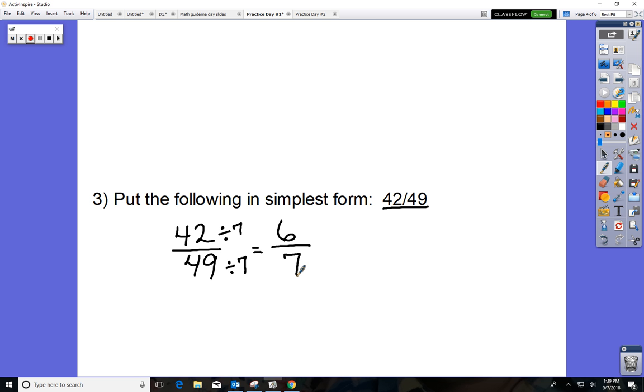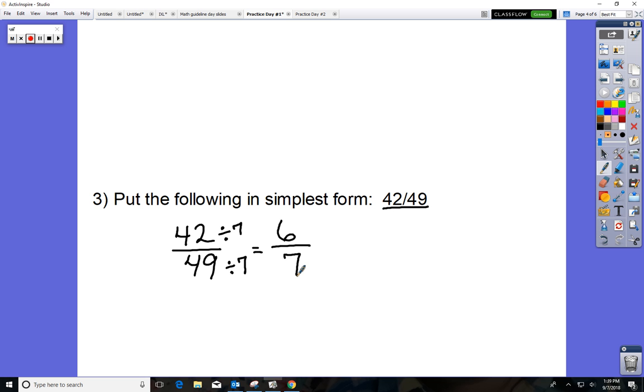Looking at the fraction I got, 6 over 7, I have to look at the 6 and the 7 and see if there's anything that they can both be divided by. Well, I know to make 7, I can only do that with 7 times 1. 7 doesn't go into 6 because it is lower than it.